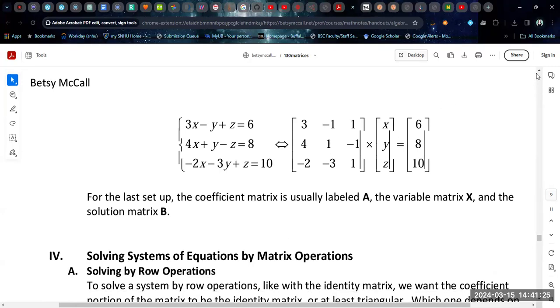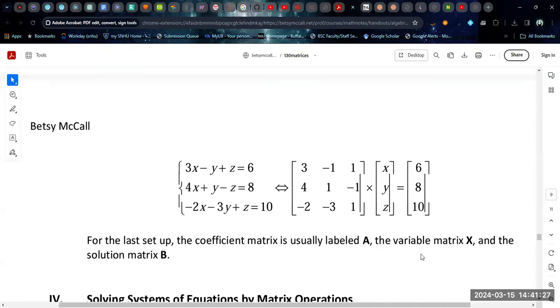Now, there is also one other version that you can create for systems of equations like this, which is a vector form of the equation. In that case, this first column vector would be multiplied by the variable x, and then the second column would be multiplied by the variable y, and then the third column would be multiplied by the variable z, and then on the other side of the equation, you would still have your vector 6, 8, 10.